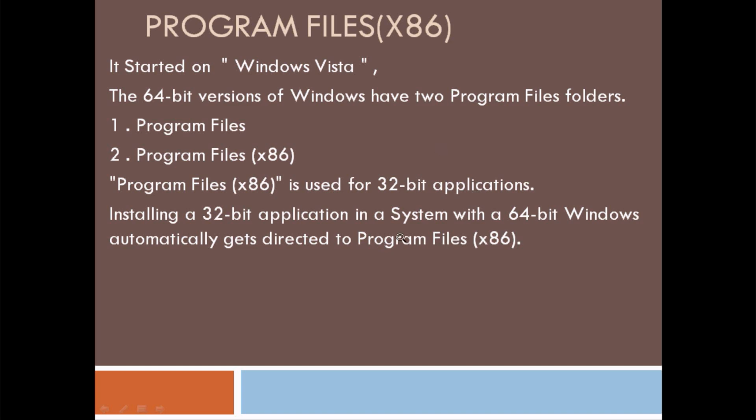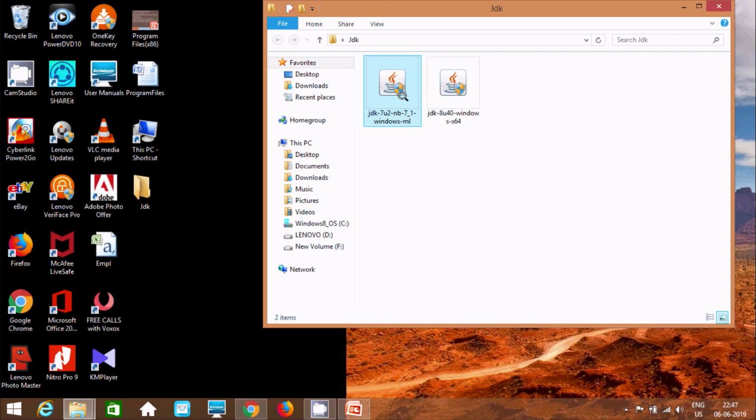Let's understand this with one simple example. Here are two JDKs. The first is JDK 7, so this is JDK 1.7, which is a 32-bit application. And here is JDK 8 x64, which is the 64-bit application.